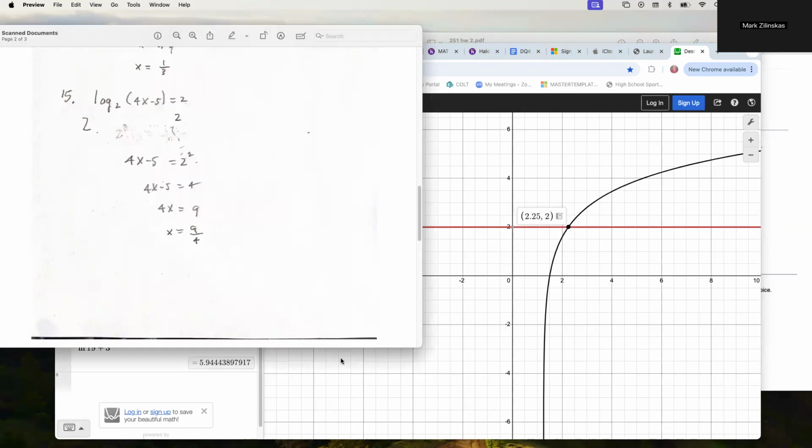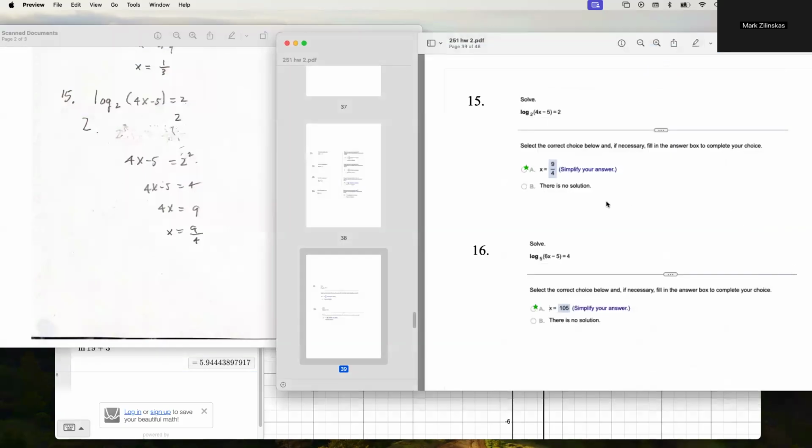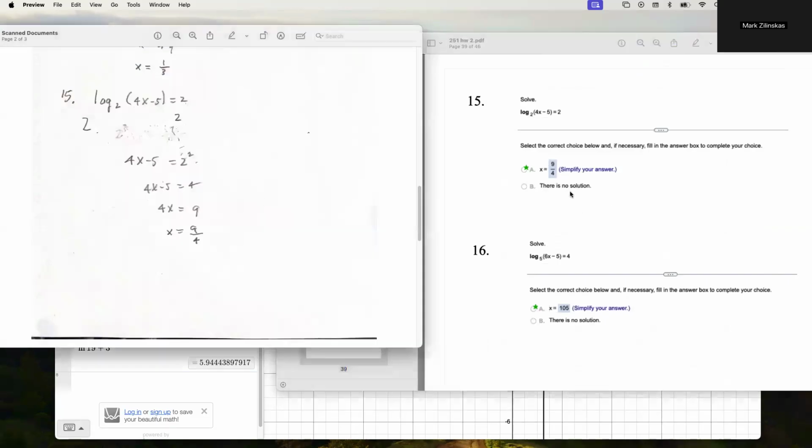Again, they asked me over here, if I go back to that, to just type in the simplified form of the answer. I don't know if it would have taken 2.25, but like I said, if you're given a choice, just go ahead and type in the fraction there. Okay, so there are your quick examples solving logarithmic equations.